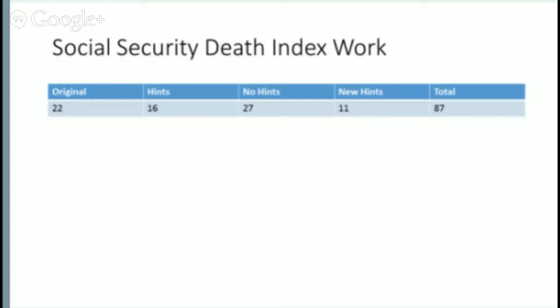I added 16 more from hints and 27 without hints. And since then, I added 10 new Social Security Death Index records from hints from Ancestry member trees, for a total of 87 Social Security Death Index records. And again, I'm using this record group only as a sample, and that's what I've been working on in this specific record group, and I'll tell you why in a few minutes.